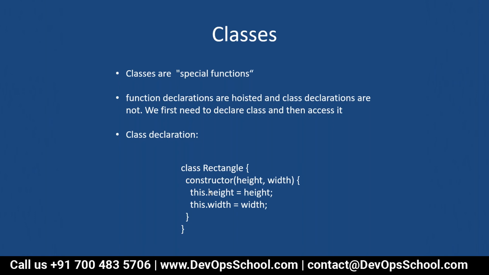So class Rectangle, like this we can write, but actually it gets converted into a constructor function. What the browser understands is a constructor function. It doesn't understand what a class is. But for developers writing code, it is convenient to write it as a class.